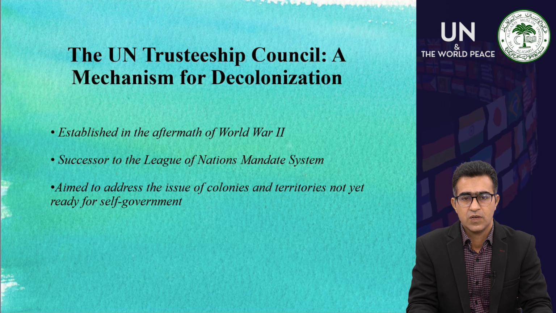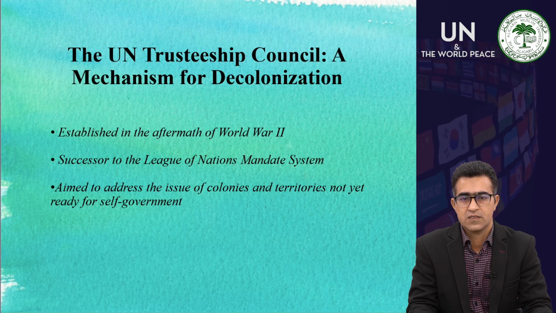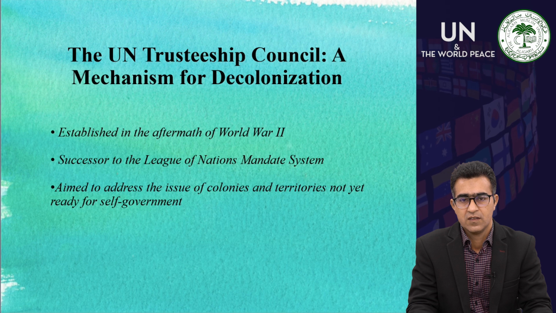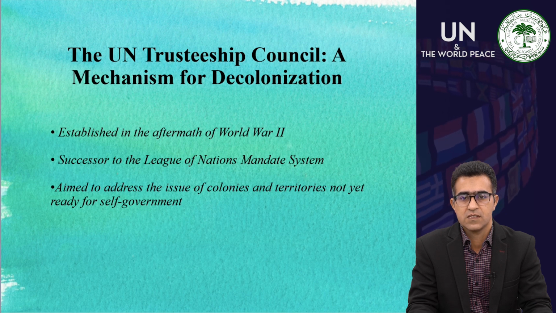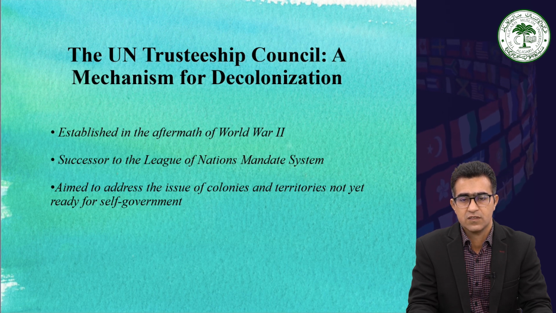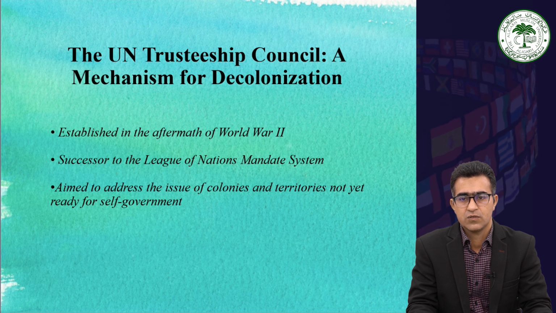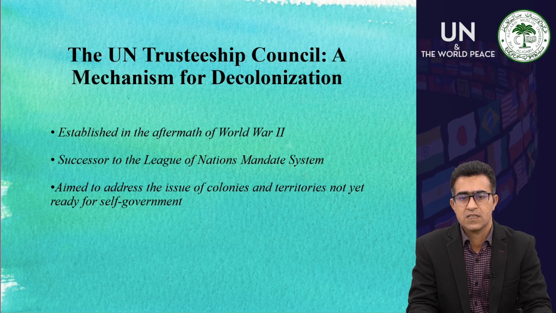Today we are going to discuss the UN Trusteeship Council. It is Article 7 of the UN Charter, which includes the Trusteeship Council among the 6 organs of the United Nations. Like the entire UN system, it was also established in the aftermath of World War II as a mechanism for the international supervision and administration of trust territories. So, the Trusteeship Council was established to administer trust territories.